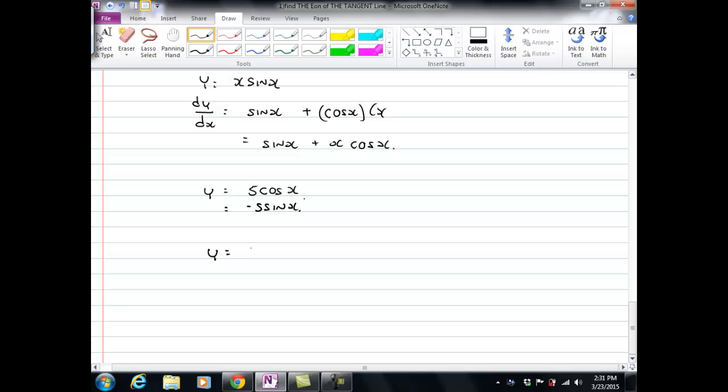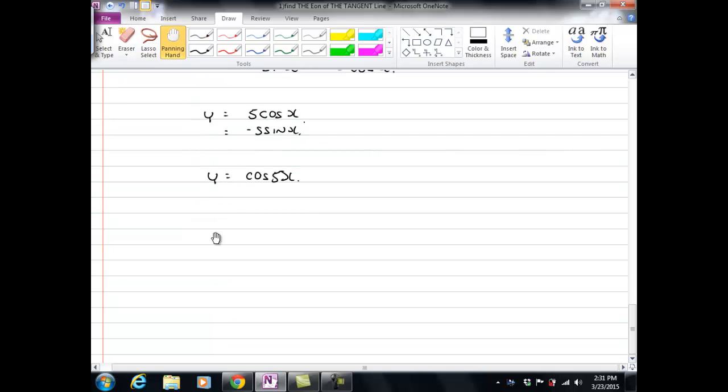What if I now change it up to be a bit more challenging? y equals cos 5x. If I look at this question, notice the 5 is inside the cos now. It's not outside anymore. So this is known as something called the chain rule.